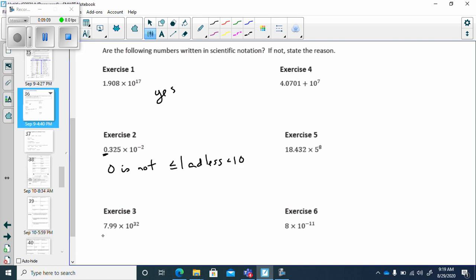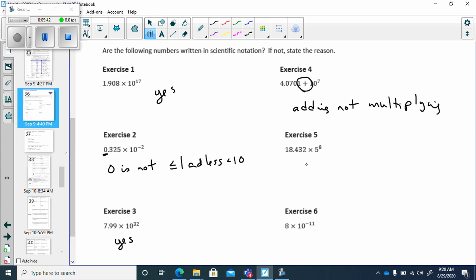Okay? How about this one? This one is. Is this one? No, look, they're adding, not multiplying. For it to be scientific notation, you have to be multiplying the number in the front times your power, 10 to whatever power.